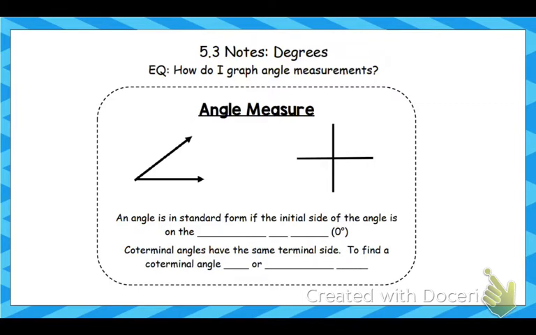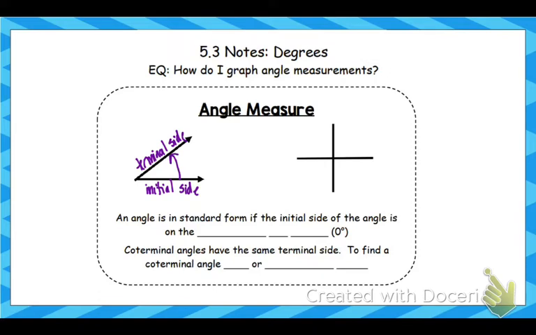So the first thing we're going to do is talk about some parts of an angle. When I talk about an angle, the way we're going to graph them, we're going to graph three things. We're going to have an initial side. We're going to have what's called the terminal side, which is where it ends. And then we're also going to draw an arrow from the initial side to the terminal side that shows direction. And that's how we're going to graph our angles.